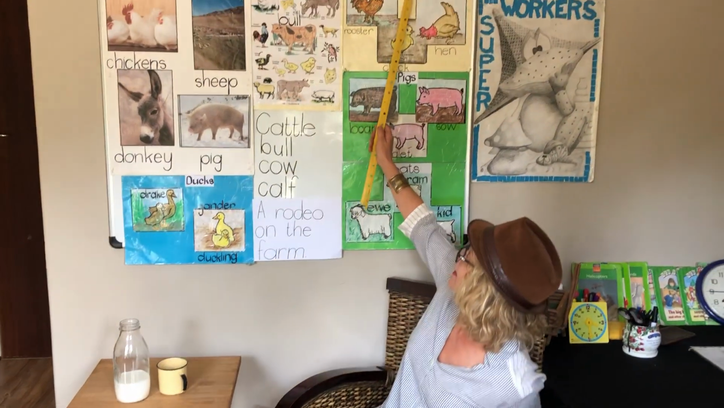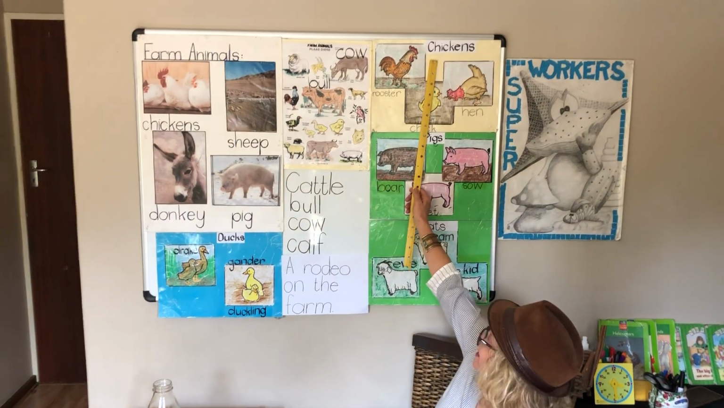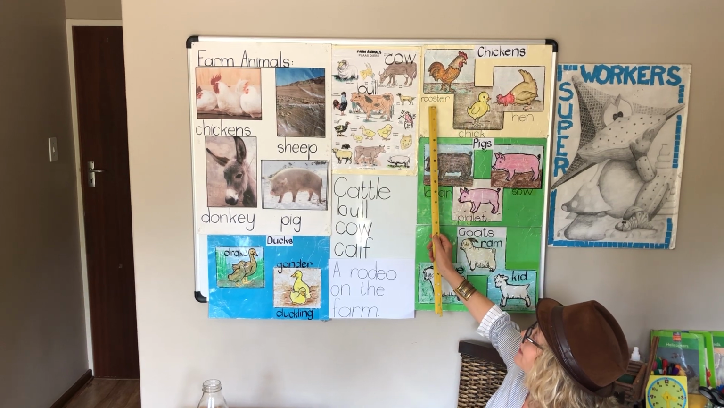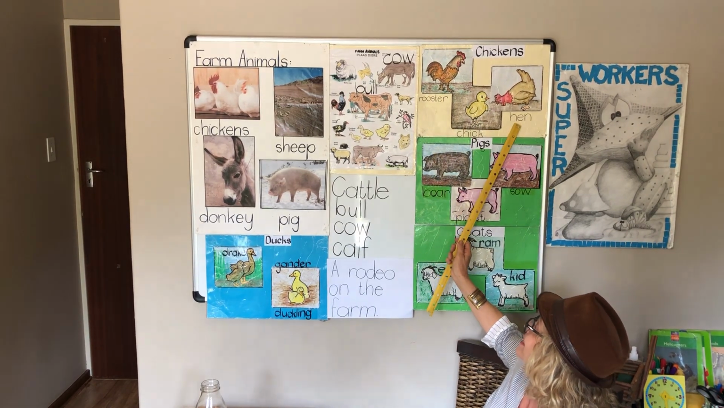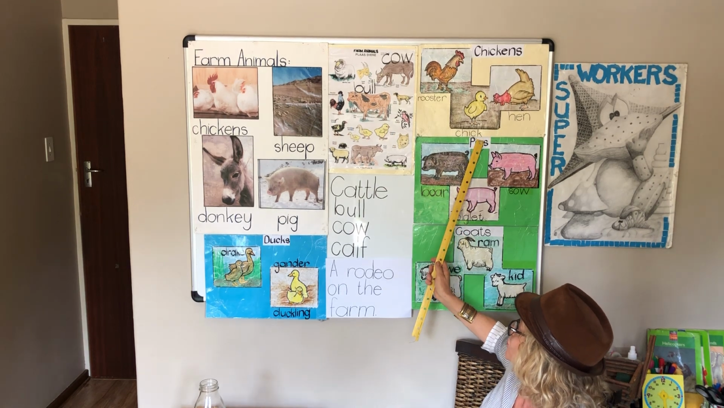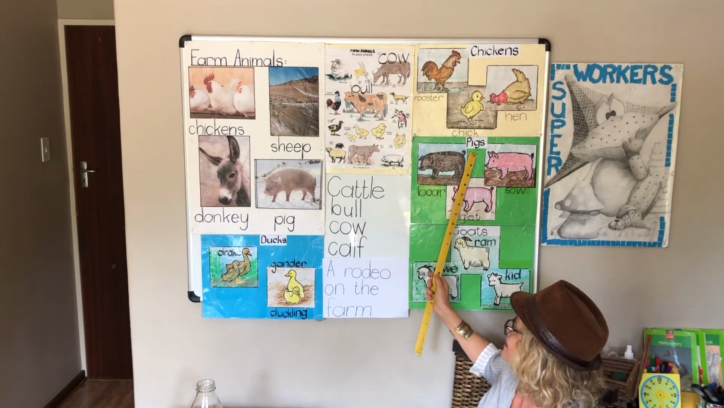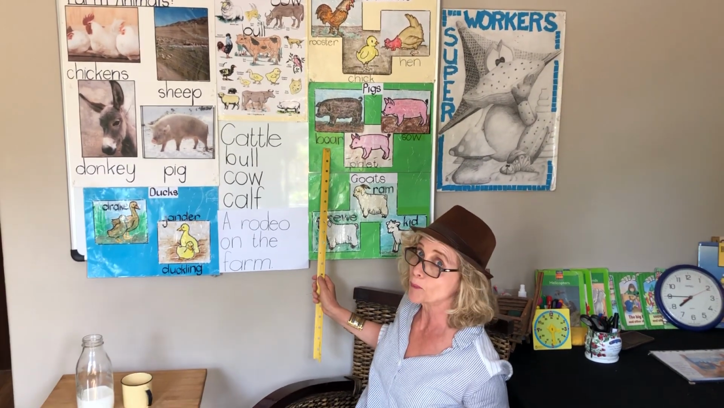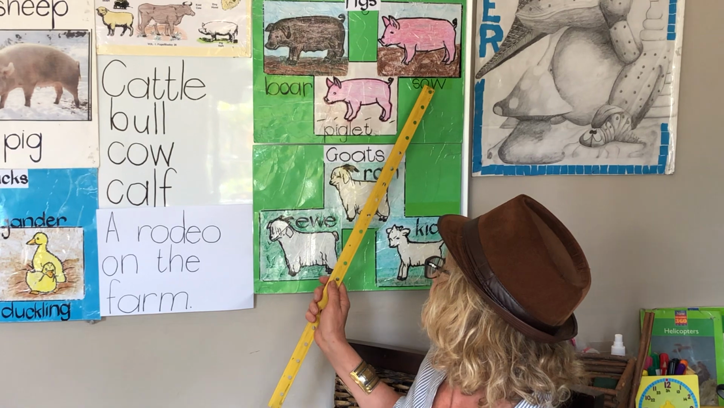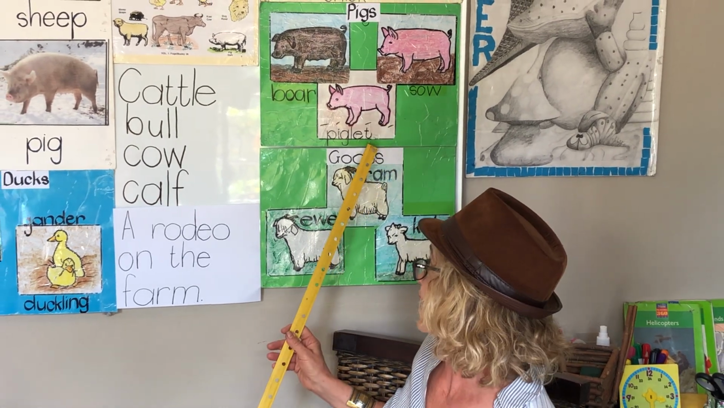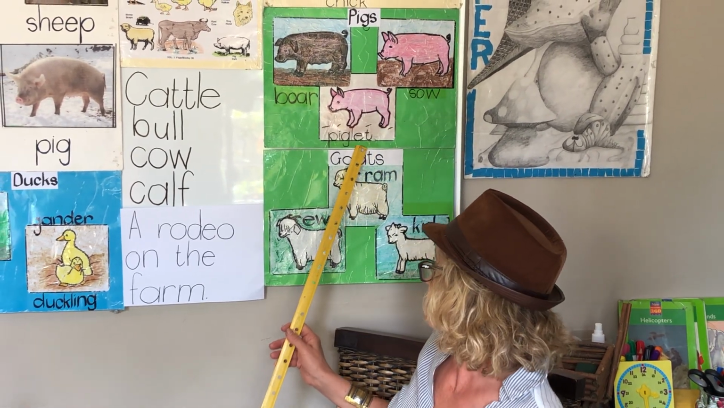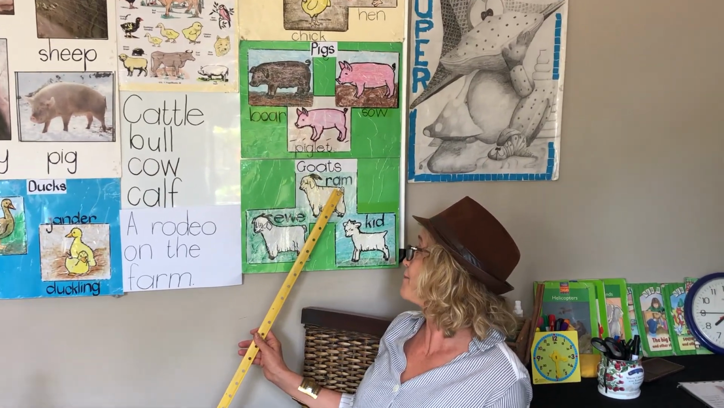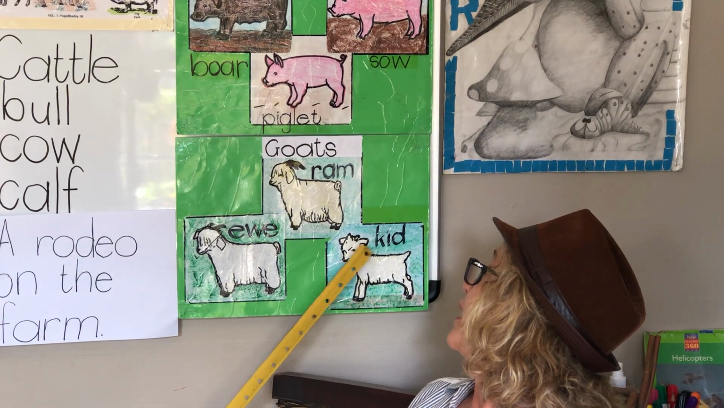And then over here, we're going to look at the chickens, right? Under chickens, the male is a rooster, the female is a hen, and the baby is a chick. Then we get the pigs. For the pigs, the male is the boar, the female is the sow, and the baby is the piglet. And here's the goats. For the goats, we have a ram, a ewe, and a kid.